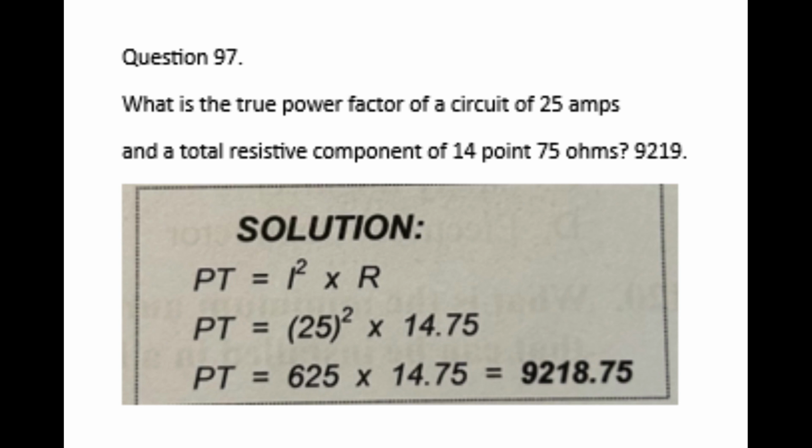True power factor, amps squared, times resistive component, equals true power factor. A 25 amp circuit, resistive component of 14.75 ohms, equals 9219 true power factor.